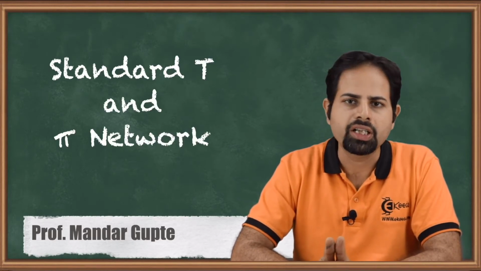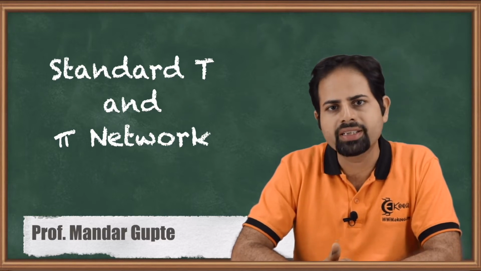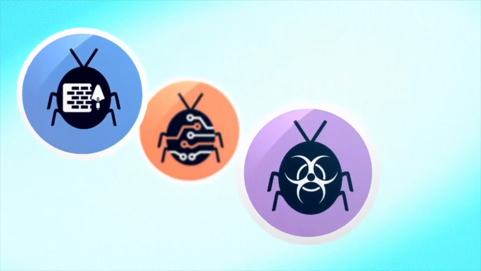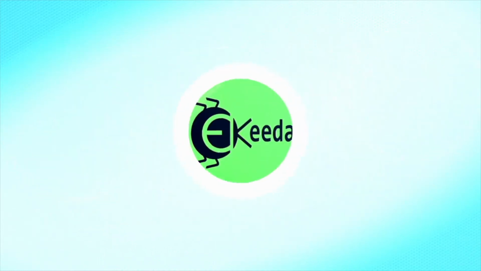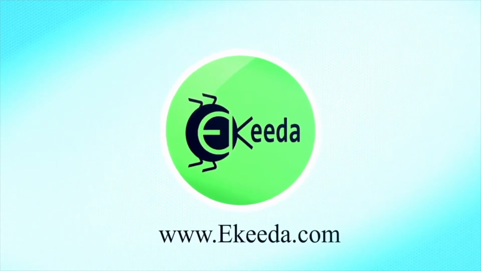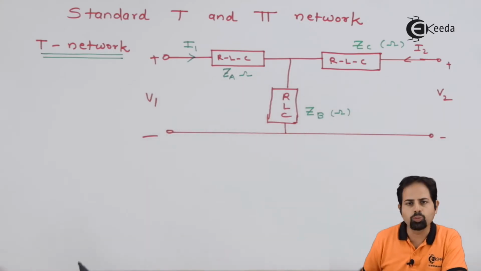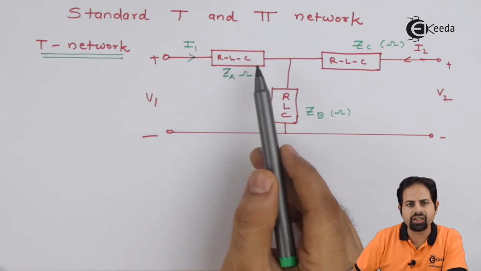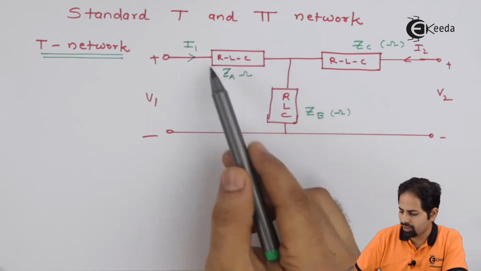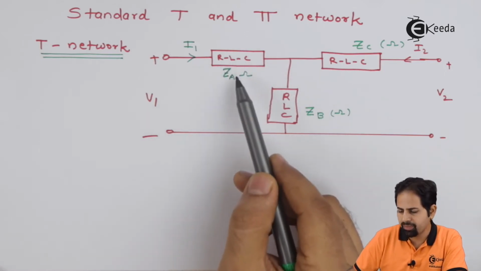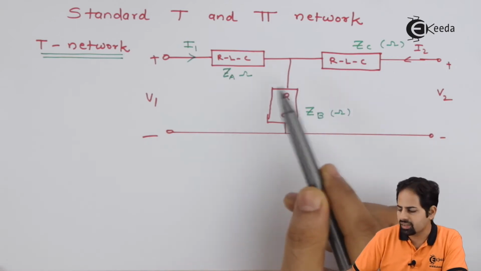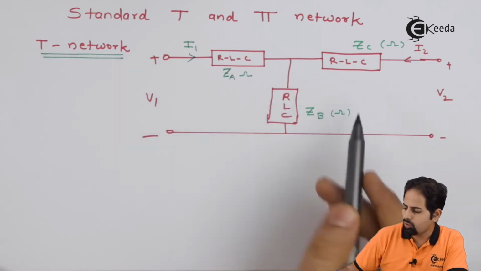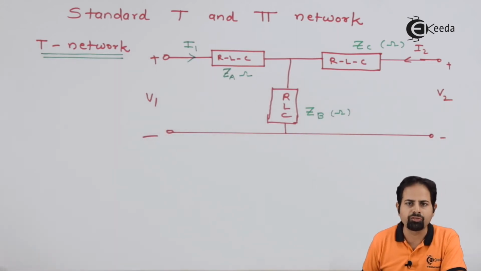Today we will see T and pi networks and how to get Z and Y parameters for them. As you can see here, this is a two-port network in which RLC, meaning resistor, inductor and capacitor, are the elements or their combination or their impedance that is connected in a T-shaped network. That is why it is called a T network. This is a T network. Now we have to obtain the Z parameter for this T network.